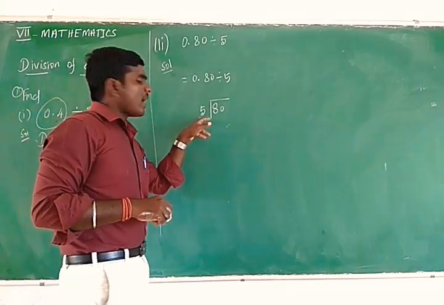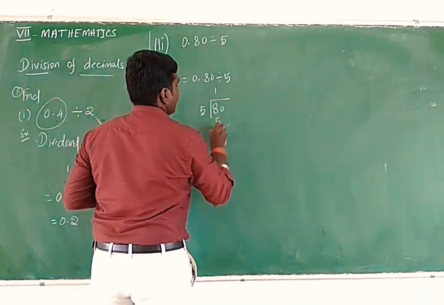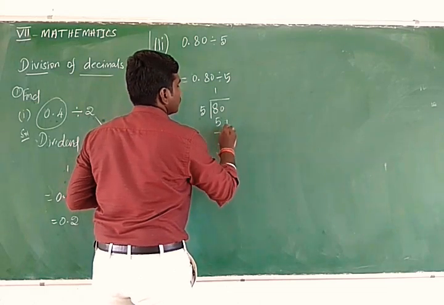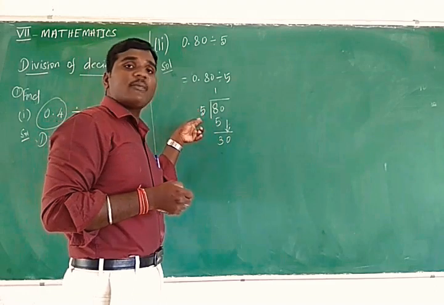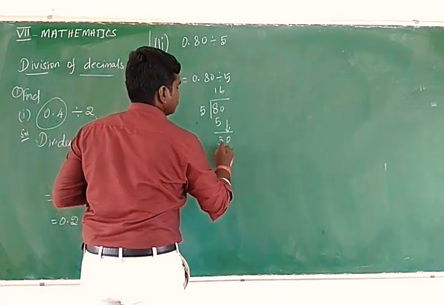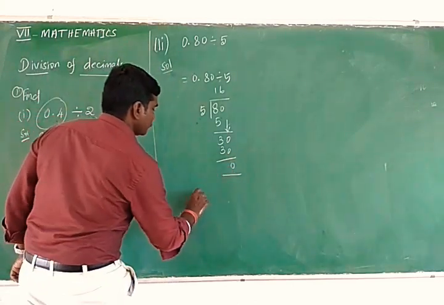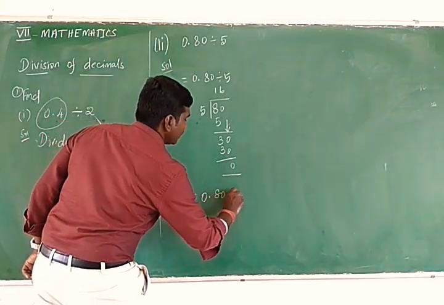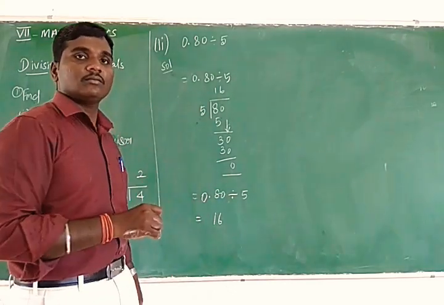How many 5s are in 8? One 5 is there. 1 five is 5. Remainder 3. So bring down the 0. Now 30 is there. In 30, how many 5s are there? 6 fives are 30. So 0.80 divided by 5 is equal to 16. Now you write the 16.